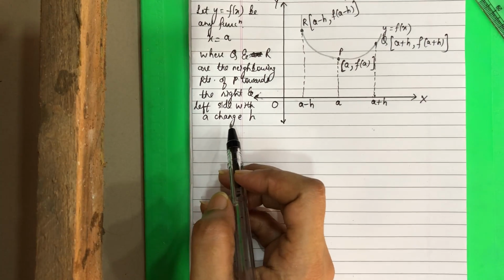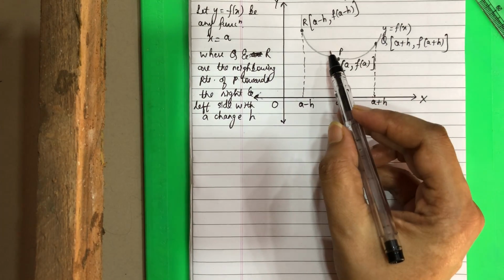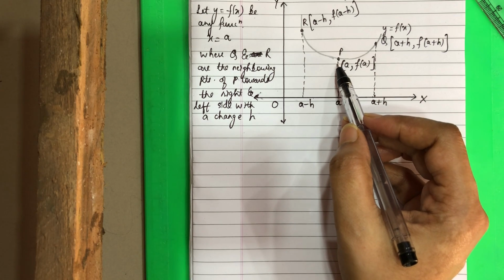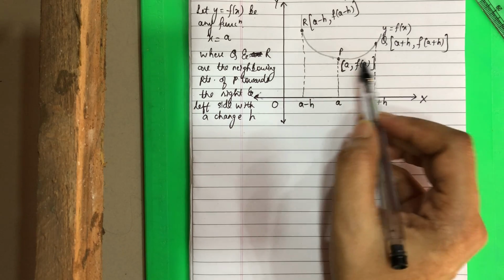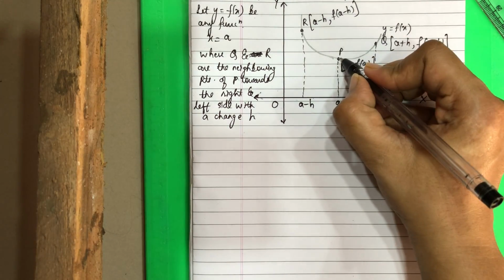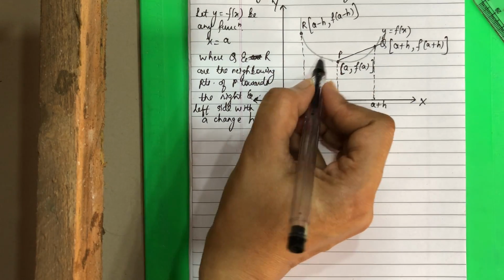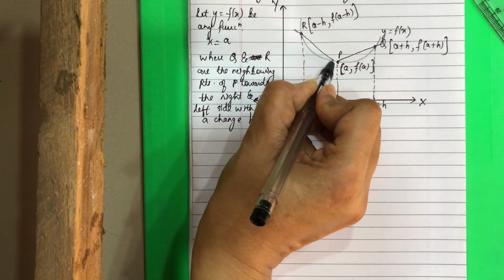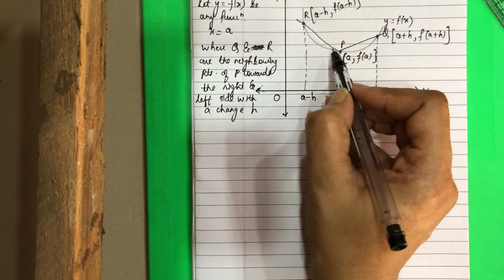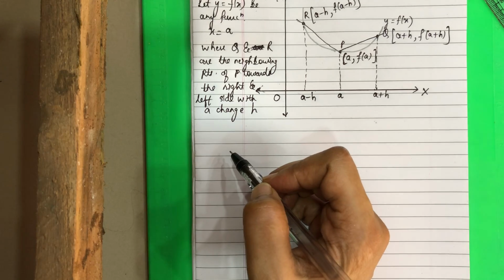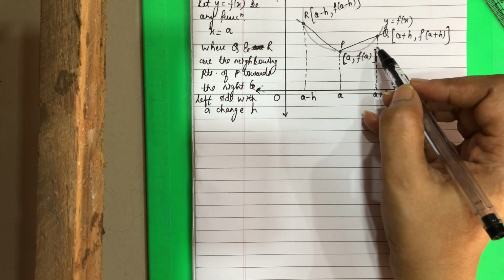This is the same as I have written here: Q and R are the neighboring points of P towards the little right and left hand side of the point P with a change of h. Now join PQ and join PR. So we get secant PQ and secant PR. We know the endpoints of this secant PQ.